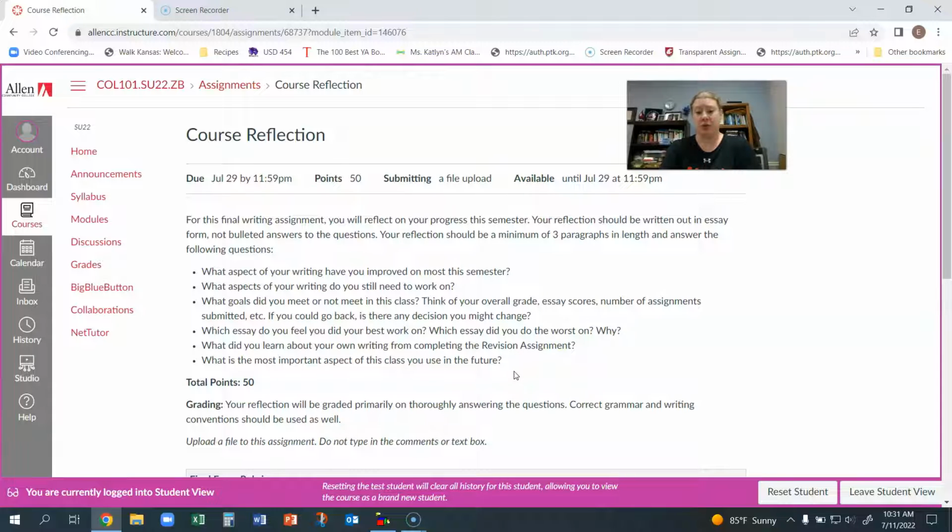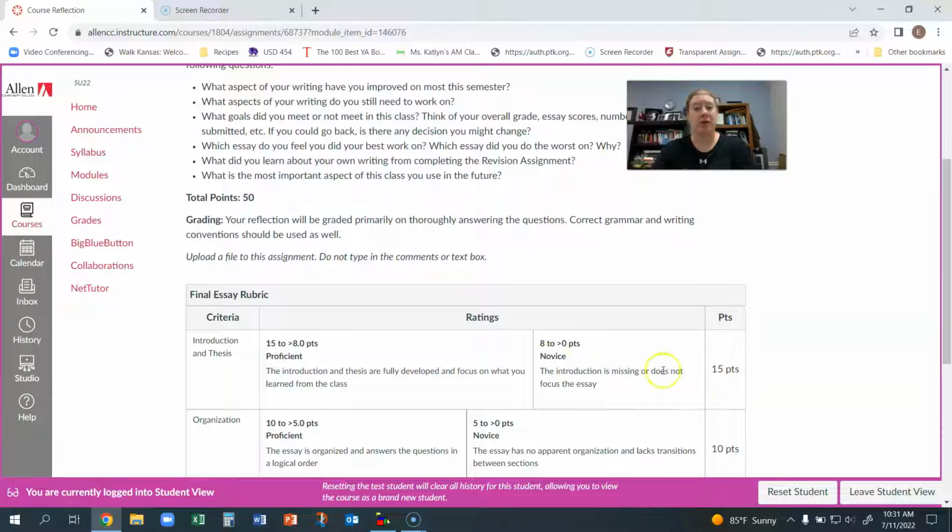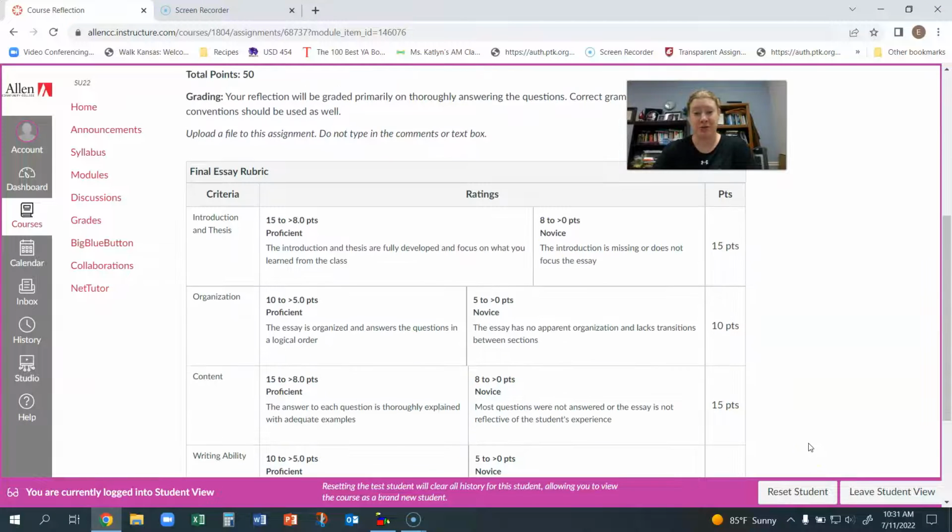So it's not a difficult thing to write, but you do want to give yourself a little bit of time to reflect on everything, go back through your graded work, and think about what you've been able to accomplish this semester, especially being a summer semester. Everything is very condensed. So you may find that you have done a lot more than you thought that you did.